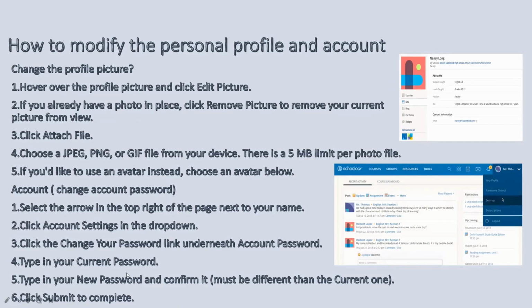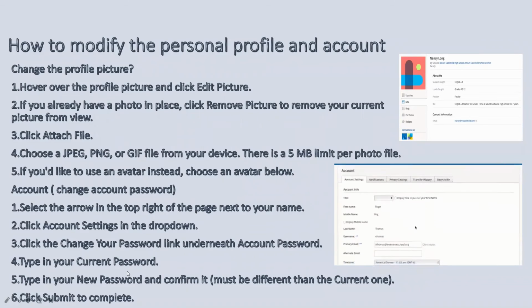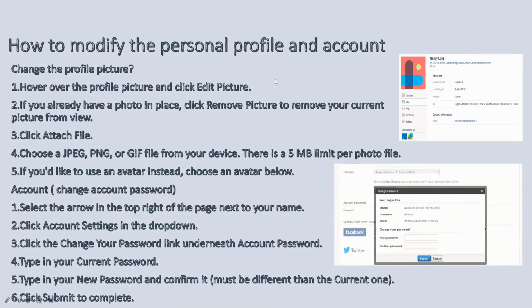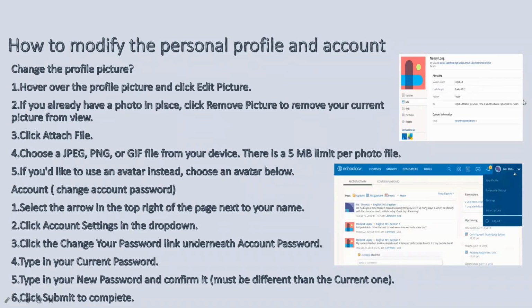For the third step, you need to click the change your password link underneath the account password, and then you need to type in your current password. After you type in your current password, you need to type in your new password and confirm it. The new password must be different from the current one. For the last step, click submit to complete.